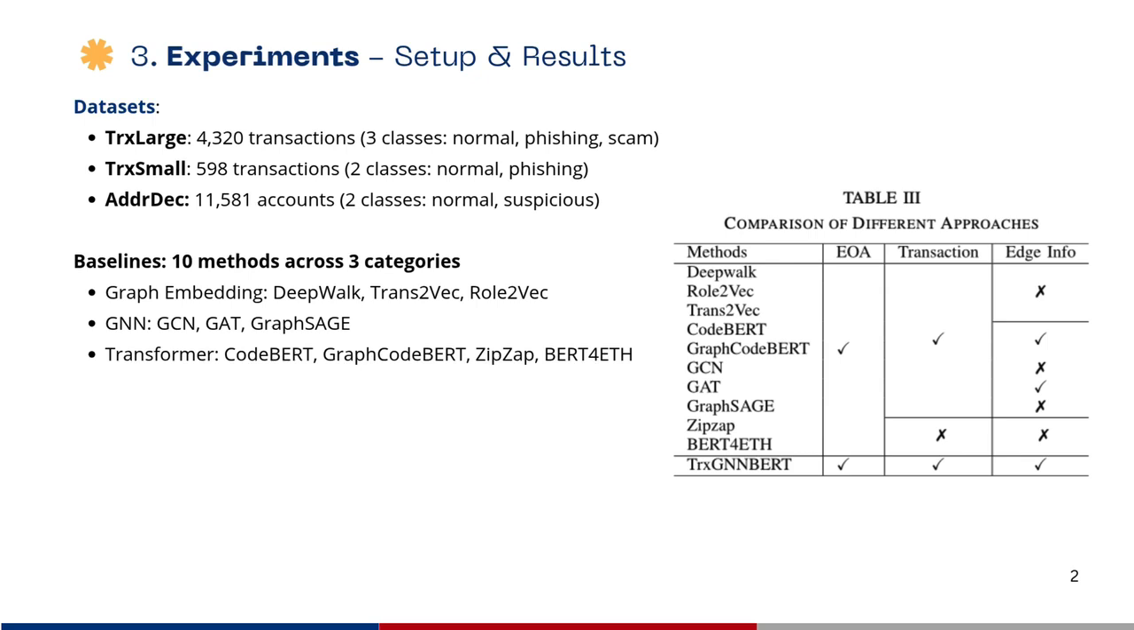With that being said, let's now move to the experiments. First, the setup and results. The datasets used in these experiments are of three types: transaction large, transaction small, and address DAC. Transaction large has about 4,320 transactions in three classes: normal, phishing, and scam. Transaction small has 598 transactions in two classes, normal and phishing. And the address DAC has about 11,581 accounts in two classes, normal and suspicious.